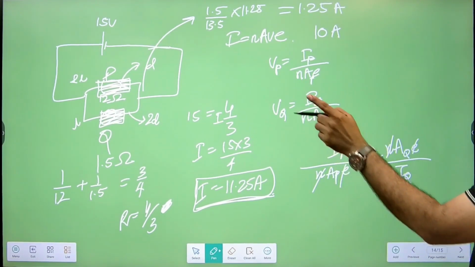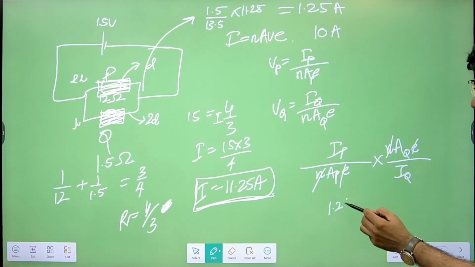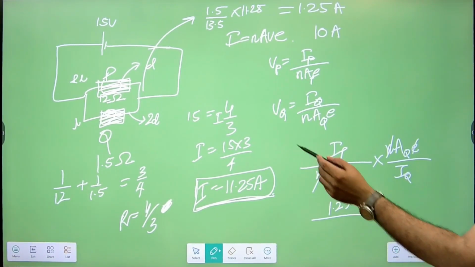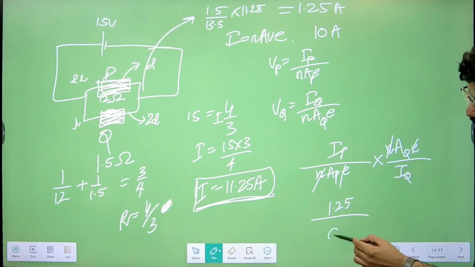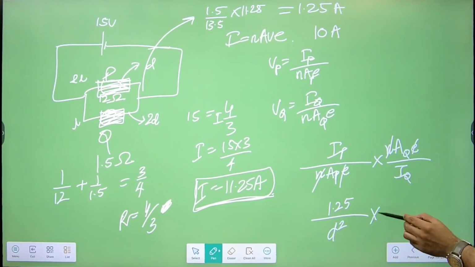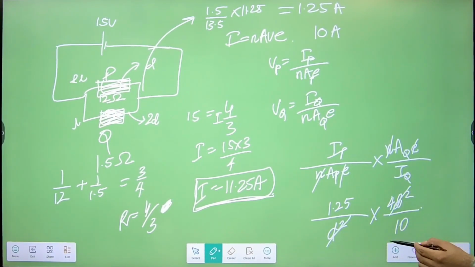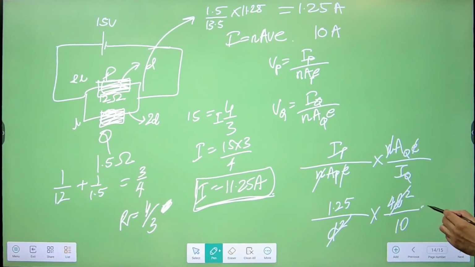So what is I_P? P is greater. So 1.25 into area. Pi by 4 will get cancelled. The diameter is d square multiplied by 4d square upon what is the value of I_Q? 10. D square gets cancelled. 1.25 into 4 is 5. This is 0.5.